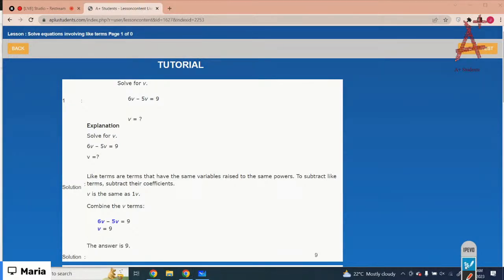First we're going to learn what like terms are. Like terms are the terms that have the same variables and the same powers. Like in this question, 6v and 5v. The topic is grade 7 math, the chapter is one variable equation, and the lesson is solve equations involving like terms.